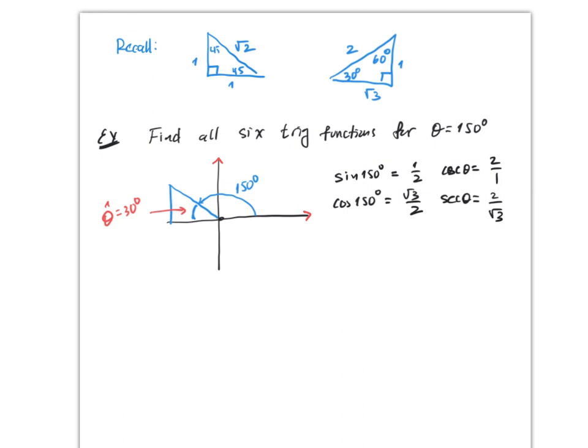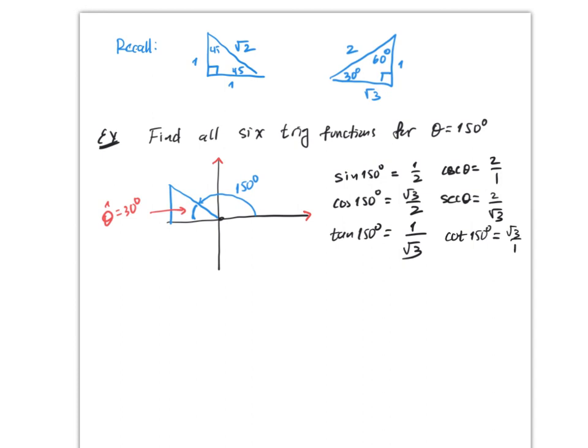And then finally, tangent of 150 will be 1/radical 3, which is exactly this over this. And then therefore cotangent of 150 will be radical 3/1.